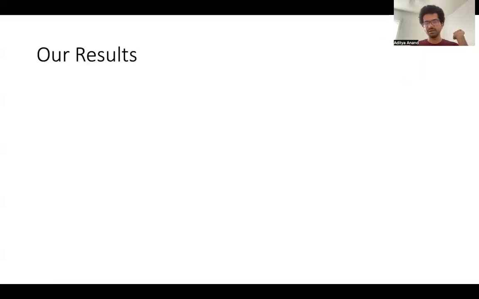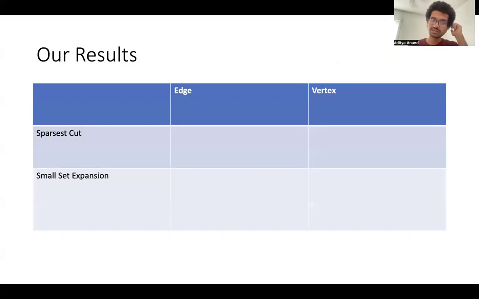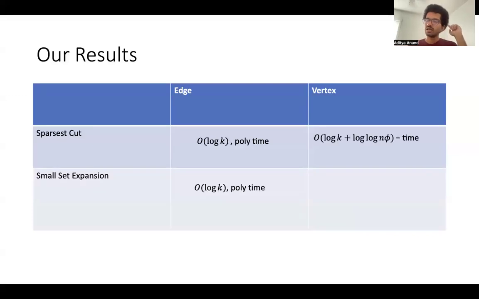So now let me describe our results. First, we show that small set expansion has a log k polytime approximation. This in turn implies the same result for sparse cut, because it's just an easier problem. And for vertex sparse cut, we give a log k plus log n phi approximation, where phi is the optimal sparsity of a vertex cut. Basically, log n phi is just a small overhead here, but we don't know if it can be removed.